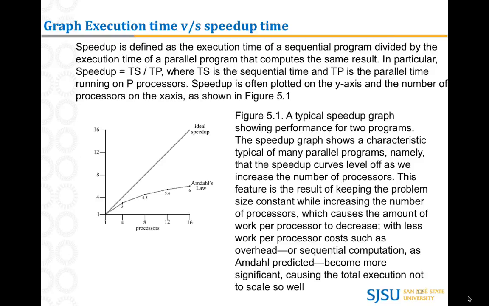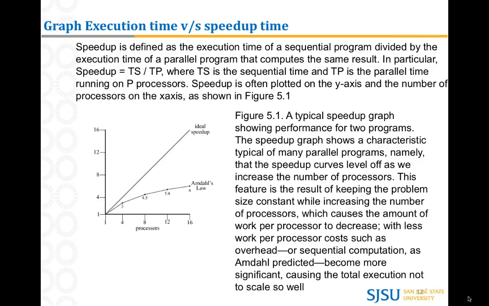You can go check the figure, check the graph. You can see the number of processes on the x-axis and the speedup on the y-axis. The ideal speedup is at 45 degrees, but according to Amdahl's law, there is an inclination away from it as the number of processes increases.